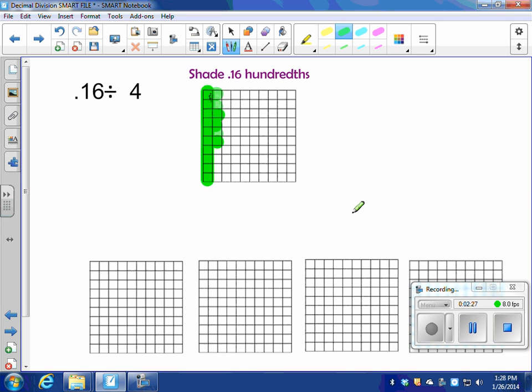So here I have 16/100 shaded in, and I want to divide that into 4 groups. I know if I have 16 and I want to divide it up into 4 groups, I'm going to have 4 in each group. So I'm going to separate this out into groups of 4. So here's 1, 2, 3, and 4. So I have 4/100 in each of my groups. So 4/100 would be my answer.